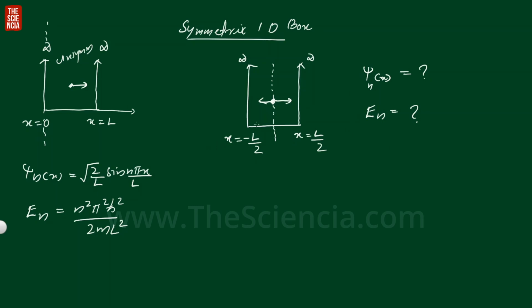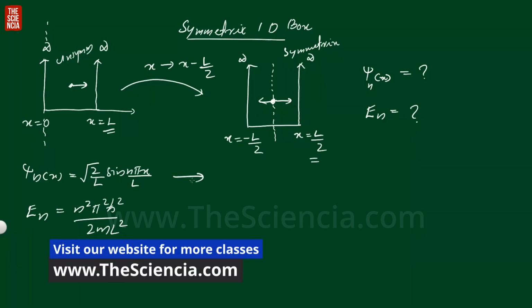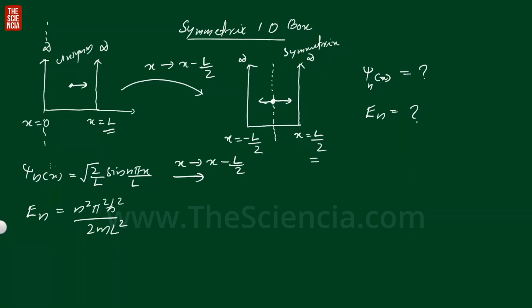Now you just look into the symmetric and the unsymmetric boxes. What is the difference? If I translate this unsymmetric box by x equal to x minus L by 2, I will get a symmetric box, right? See, this x equal to L becomes x minus L by 2, that is x equal to L by 2. So if I replace the x by x minus L by 2 in this equation, I will get the corresponding wave function.